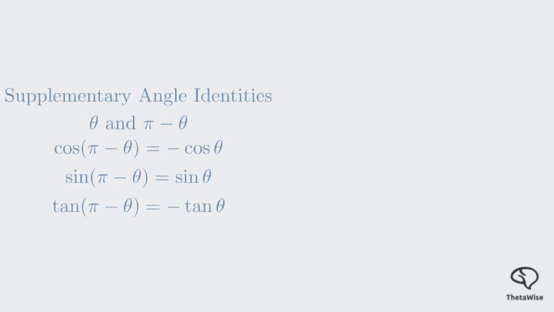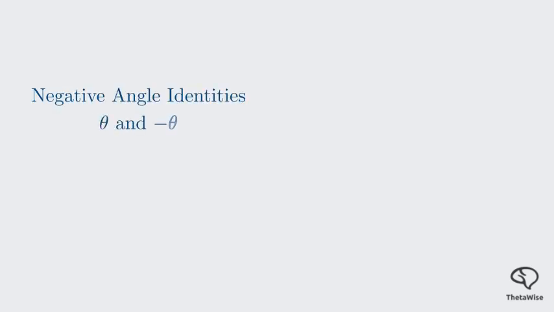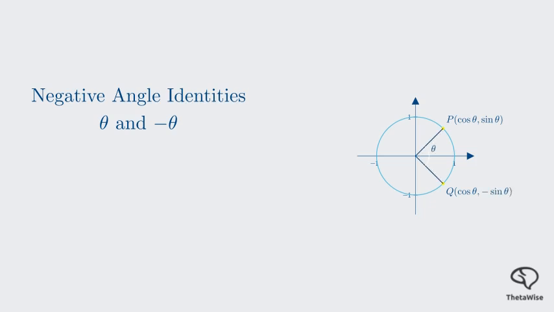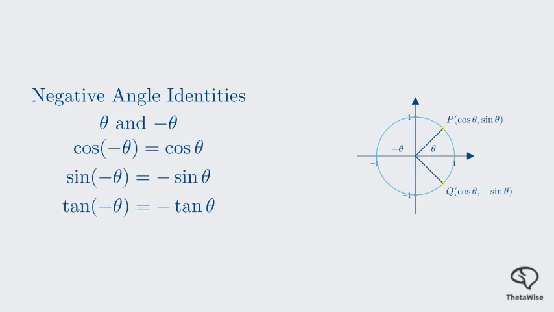Next, let's examine negative angles. A negative angle, like negative θ, is a clockwise rotation from the positive x-axis. On the unit circle, an angle of negative θ is a reflection of θ across the x-axis. If the coordinates of θ are (cos θ, sin θ), the coordinates of negative θ are (cos θ, negative sin θ). This reflection tells us that cos(−θ) is equal to cos θ, while sin(−θ) is equal to negative sin θ. And consequently, tan(−θ) equals negative tan θ.